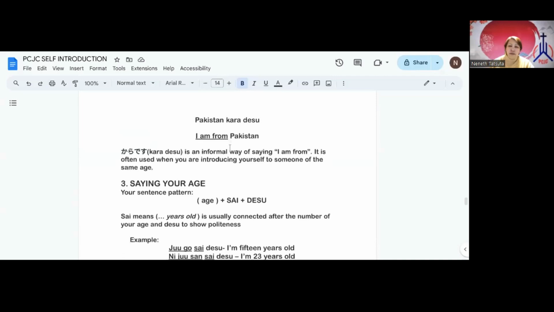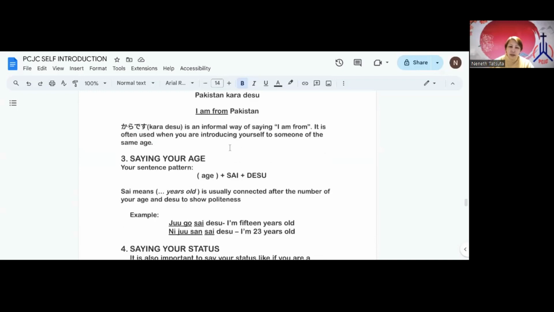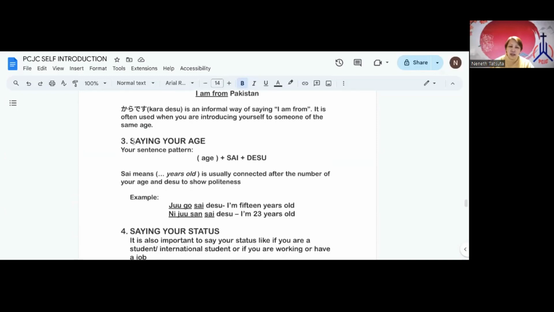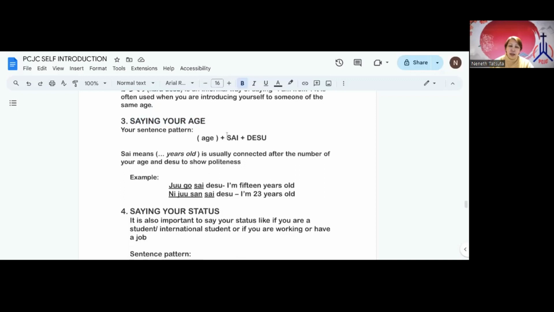Now, after your hajime mashite, after saying your name, after saying where you come from, now let's go to your age. Okay, saying your age. That's why we study the numbers first. So for example, you are 27 years old. Here you have the age, which is Niju Nana, which is 27, for example.